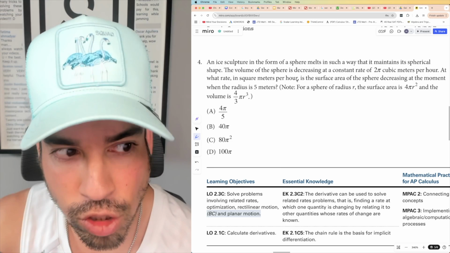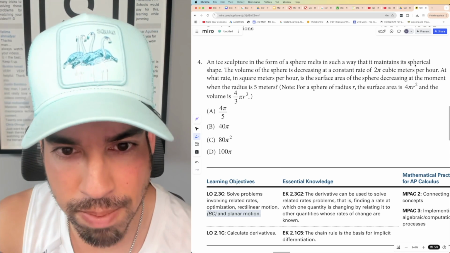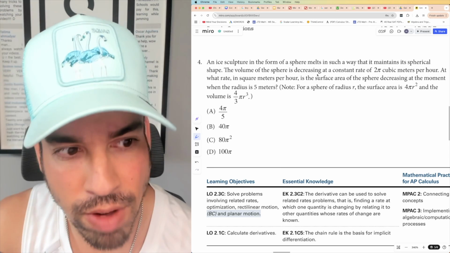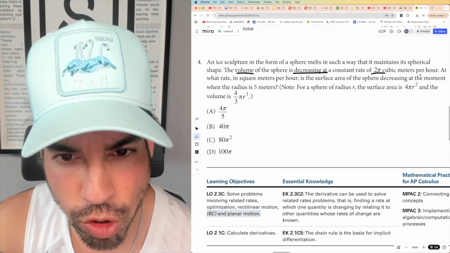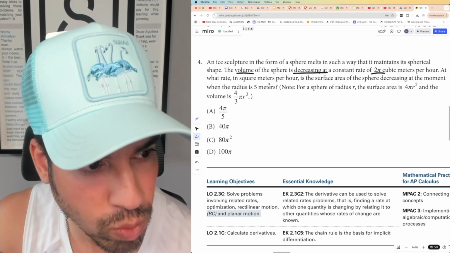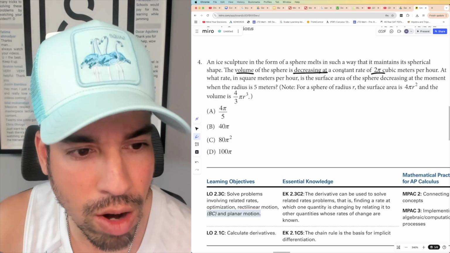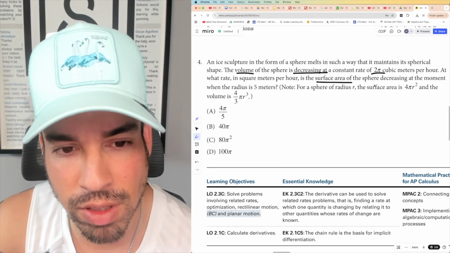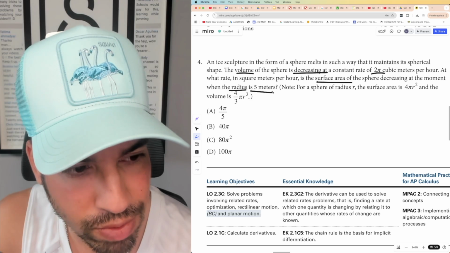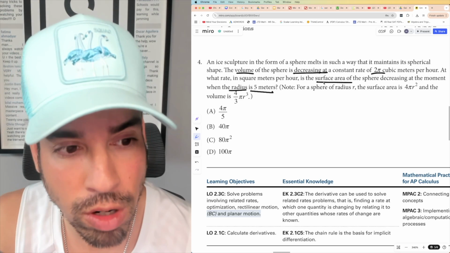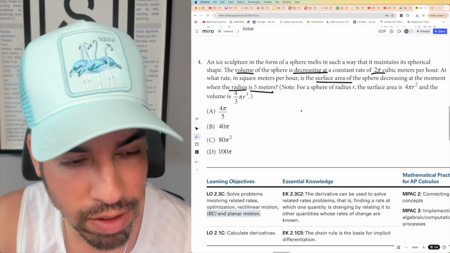Done. An ice sculpture in the form of a sphere melts in such a way that it maintains its spherical shape. The volume of the sphere is decreasing at a constant rate of 2 pi cubic meters per hour. At what rate in square meters per hour is the surface area of the sphere decreasing at the moment when the radius is 5 meters? So we're going to start with volume and surface area, and they give both of these formulas.